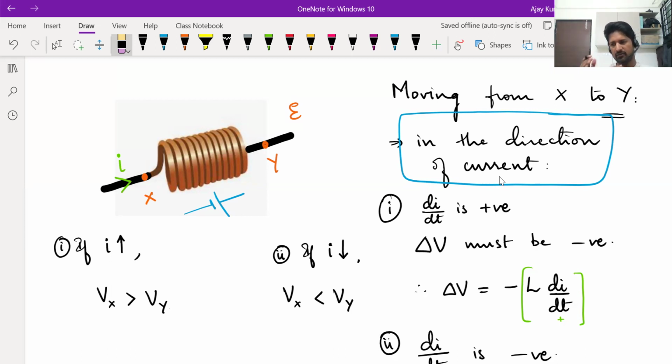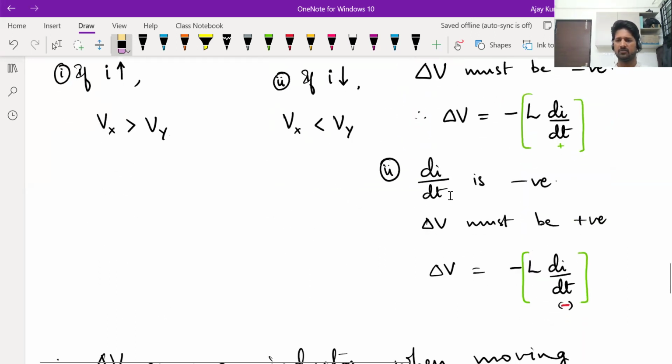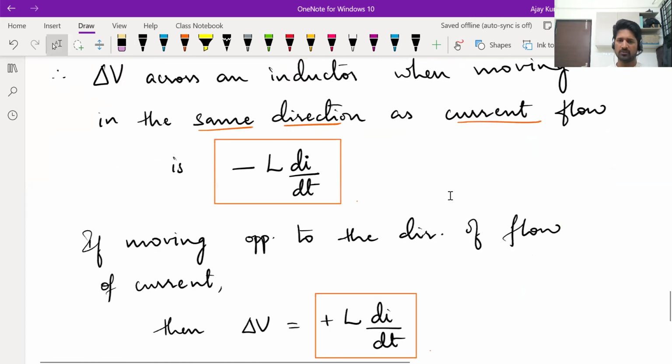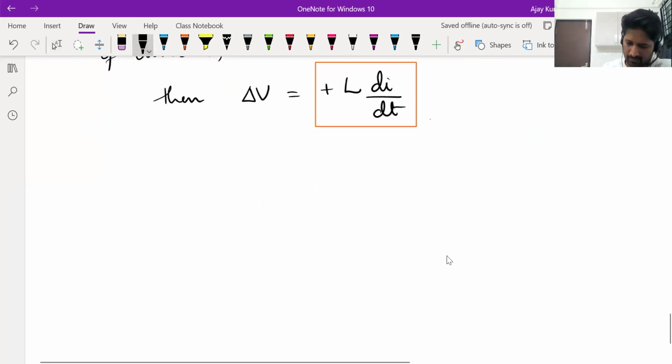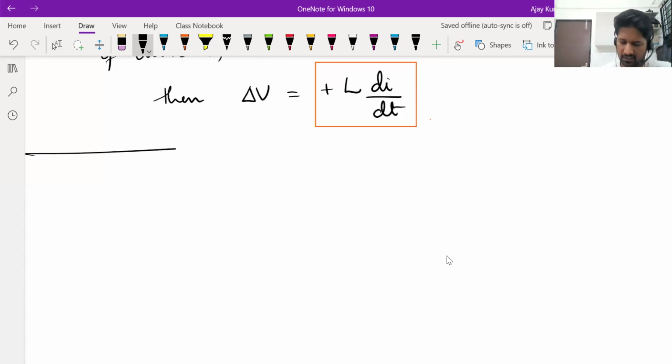Based on that, we wrote an expression for the change in potential when you go in the direction of current. So in both cases, if you are going in the direction of current, irrespective of whether current is increasing or decreasing, minus L di by dt will give you the change in potential. If you are going opposite to the direction of flow of current, then it is plus L di by dt. Okay, let us apply this in one situation. We'll just write the KVL equation for a circuit.